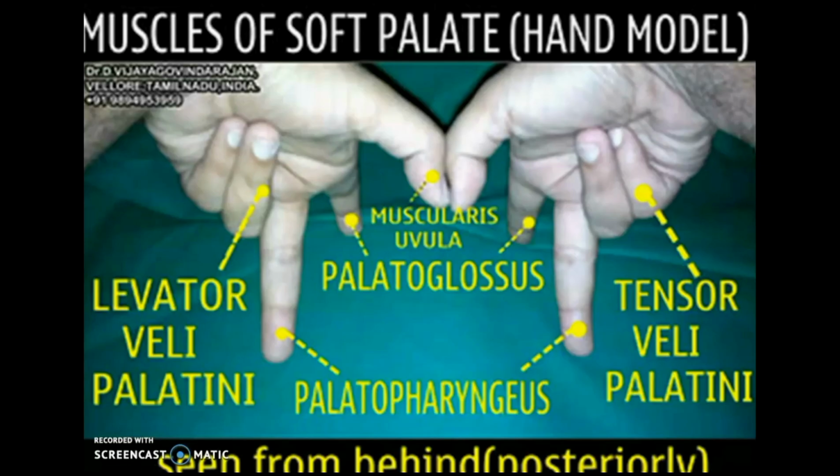Make your hand like this, a hand model. Join your two thumbs, they form musculus uvulae, and your ring finger forms the levator veli palatini, the little finger forms the tensor veli palatini, the index forms the palatoglossus, and the middle forms the palatopharyngeus. Hold your hand like this: two coming from above, two going below, one in the midline, that is musculus uvulae.